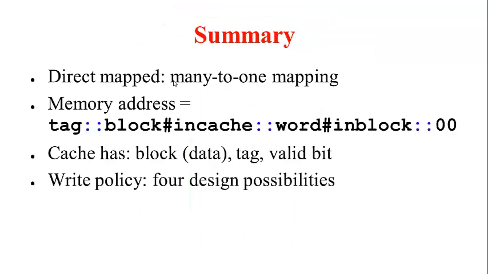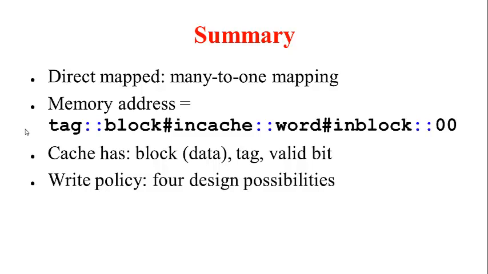So to summarize our discussion in this video, we have looked at the direct map caching scheme, which essentially does a many-to-one mapping of memory block number to cache block number. To implement this scheme, the cache, in addition to the block of data, has metadata in terms of tag and a valid bit.